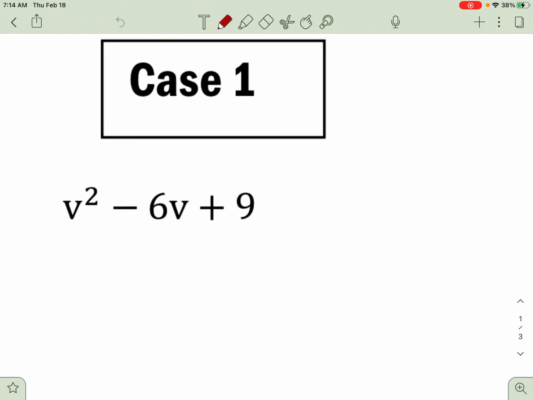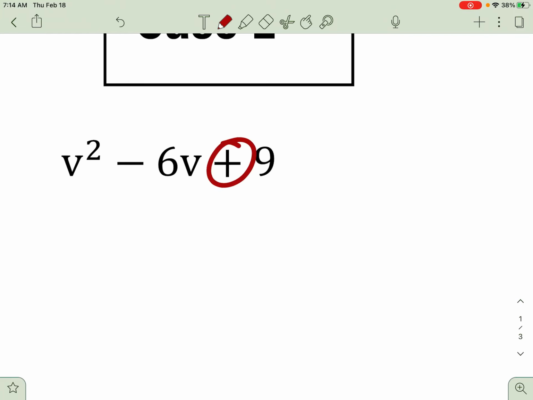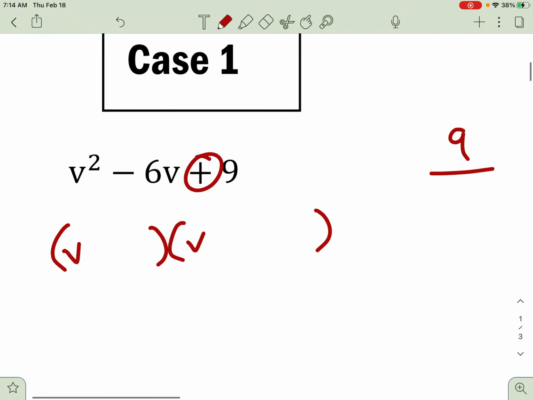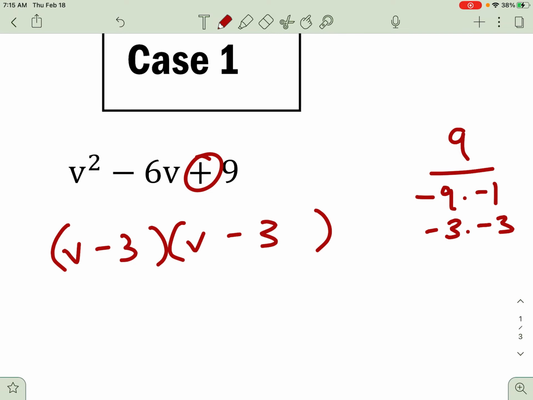In case 1, we've done examples like this. You notice that it's a positive 9, right? So if we go to factor it down, we have v times v, and we have 9 off to the side. But then in the middle term, we notice it's negative. So this is a special case because we know that means both of these terms have to be negative. So we have negative 9 times negative 1, and negative 3 times negative 3. And we know that these two would add up together to give me the negative 6. So it'd be v minus 3 and v minus 3.